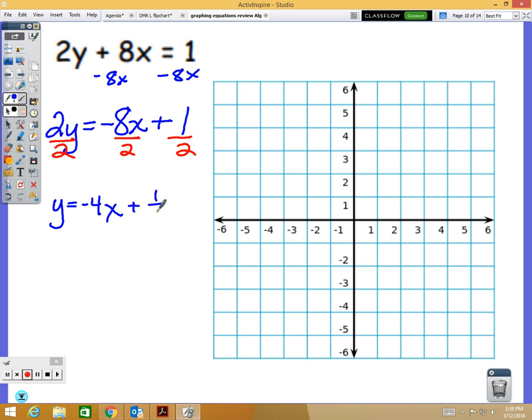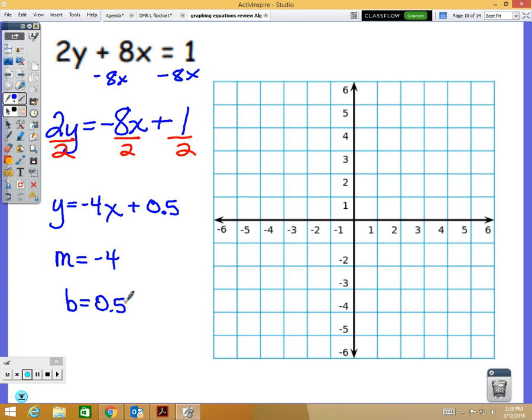If you don't like writing it as 1/2, you could write it as 0.5. Whatever makes you happy, right? I don't care. It doesn't matter to me. 1/2, 0.5, same thing. Some of you are already worried about how you're going to graph that. Don't worry, it's going to be okay. Slope is negative 4. Y-intercept is 1/2, 0.5.